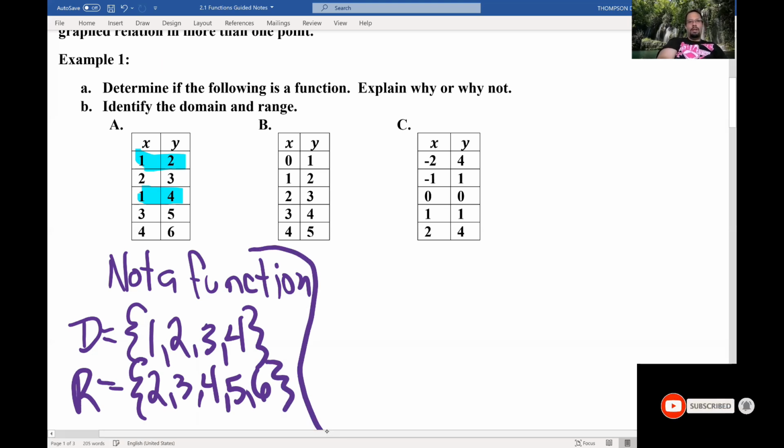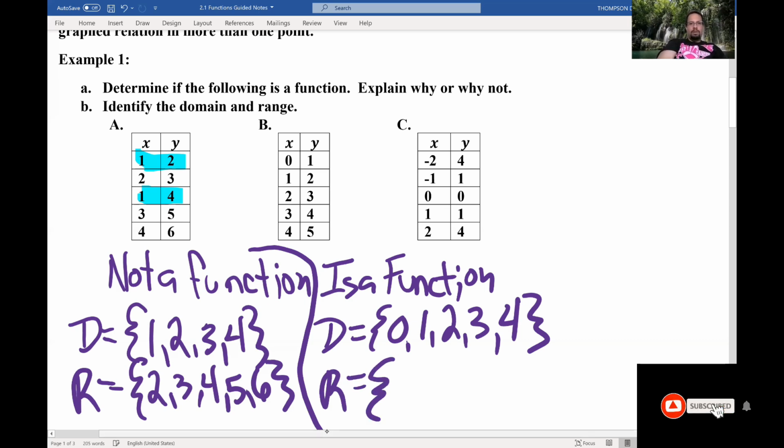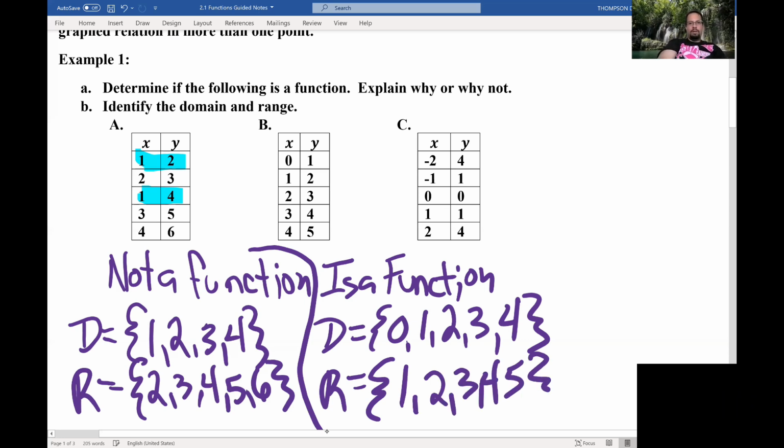Part B, we have 0, 1, 2, 3, 4, 5. So this is a function. And we can write our domain as 0, 1, 2, 3, and 4. And we're using curly brackets, by the way, and we'll use R for our range. And then we just write 1, 2, 3, 4, and 5, and we are done.